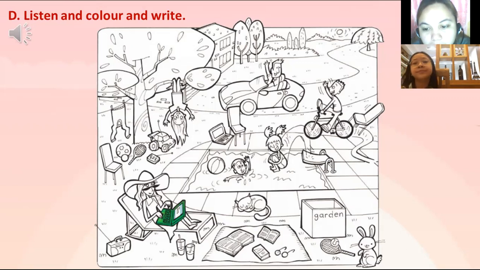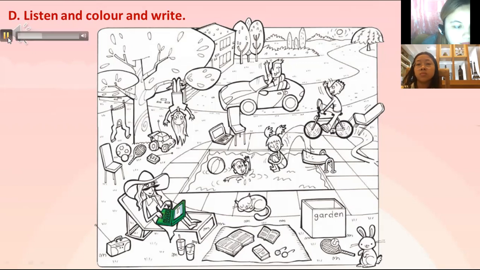1. The father's driving his sports car. He's coming home. I'd like to color his sports car. Good idea. Make it yellow. All right. Wow. It looks beautiful now.